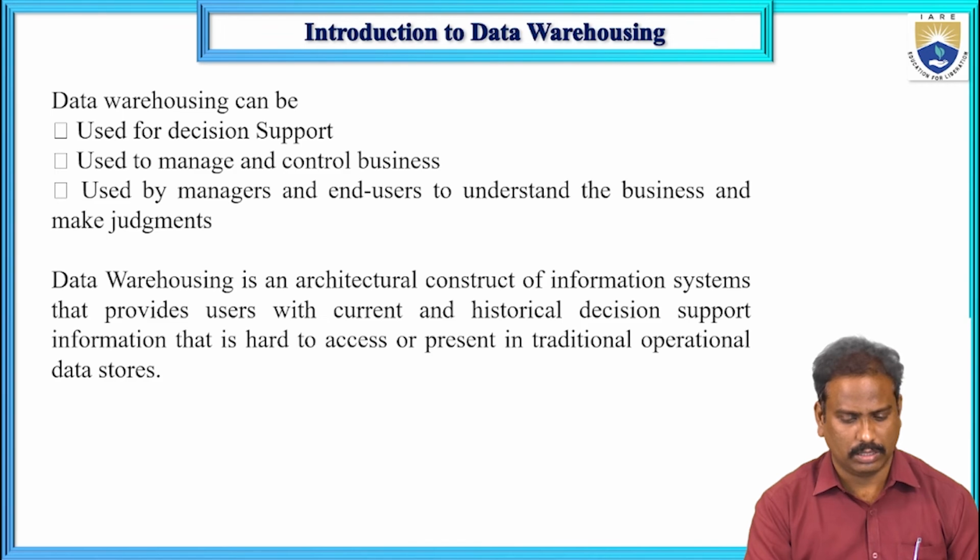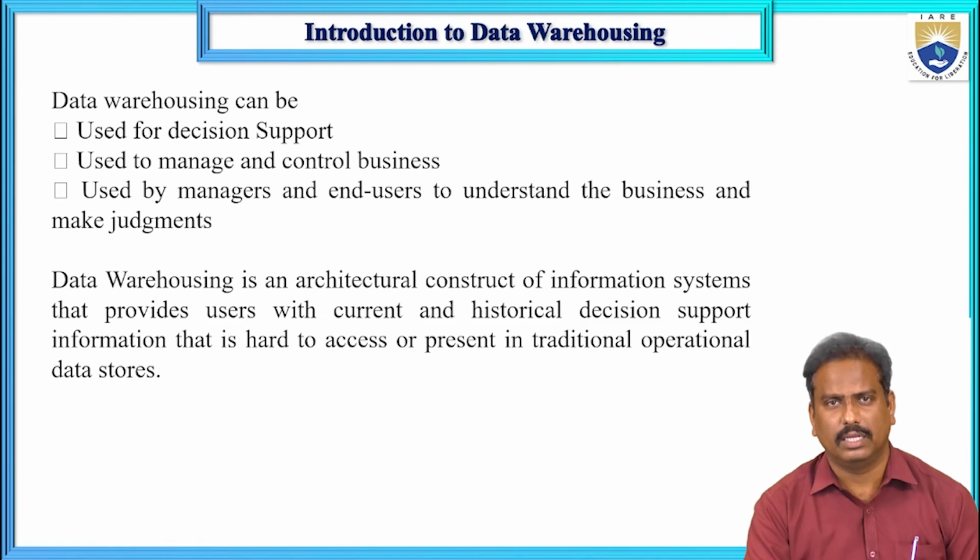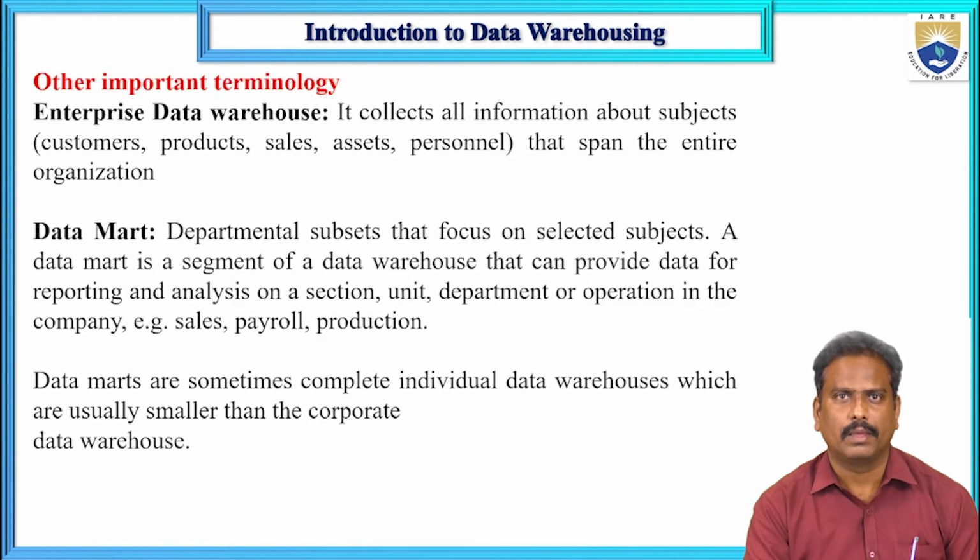Decision support information is hard to access in traditional operational data sources. If you compare with a database, it is very difficult to take decisions in databases. Whereas if you are using a data warehouse, based on past data and current data, you can take the decisions easily. So what are the different terms that we are going to use in this data warehouse?